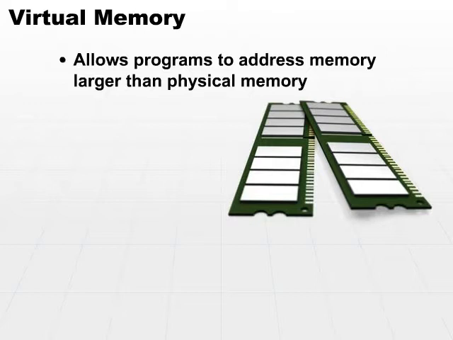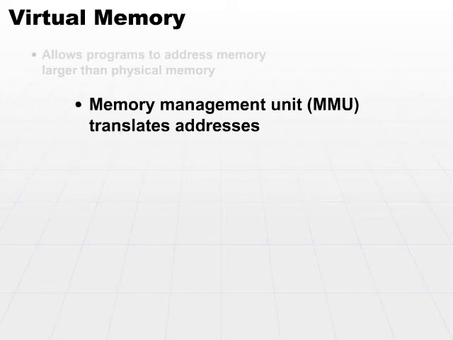So let's say your machine has 256 megabytes of real memory. You can address an address space far larger than just 256 megabytes. Without going into tremendous levels of detail, what happens is the memory management unit, which is another close component to the CPU, the MMU, will translate addresses.